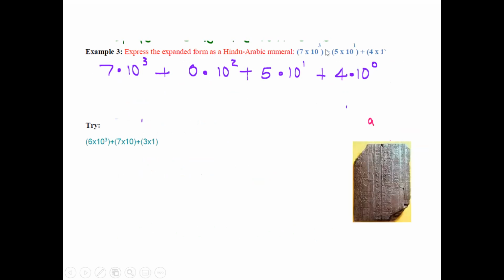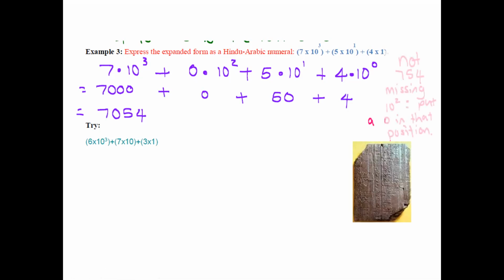Notice here that you are skipping from a 3 power to a 1 power. So you just need to assume that for the hundreds place, it's just a 0. Multiply it out, and then of course your answer from expanded to condensed is 7,054. Pause the video and give this next one a try.